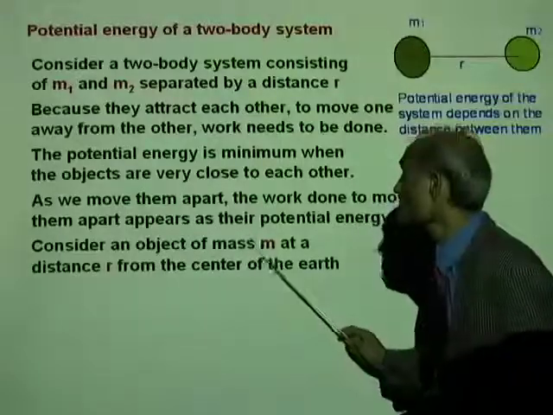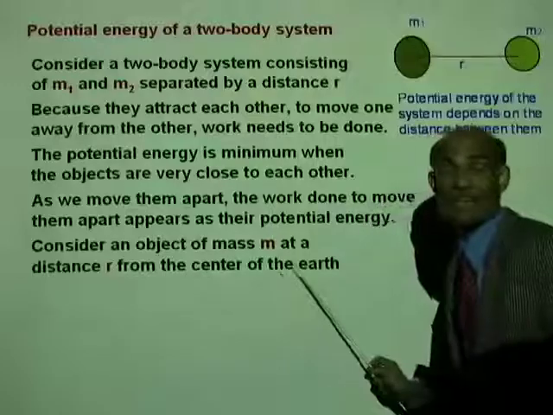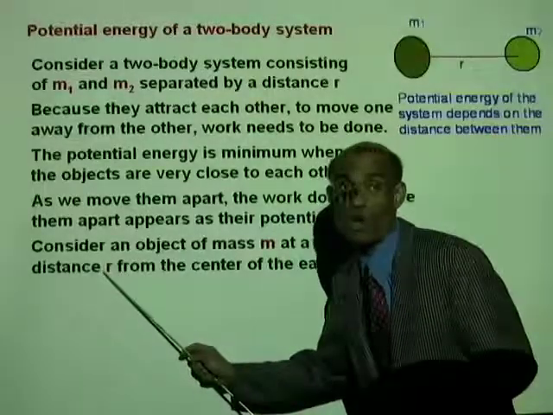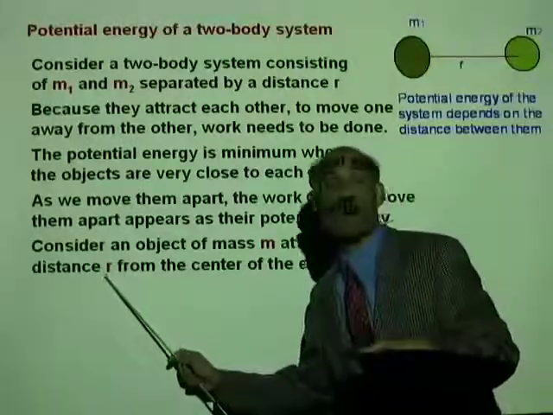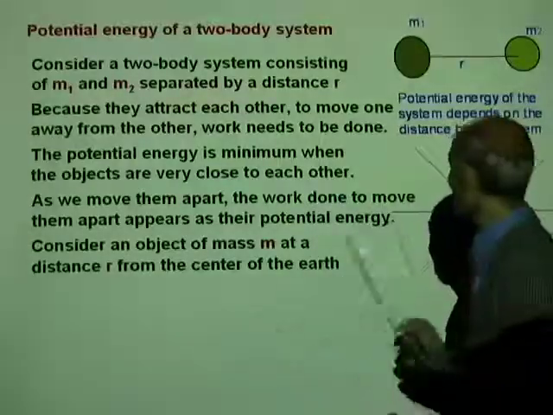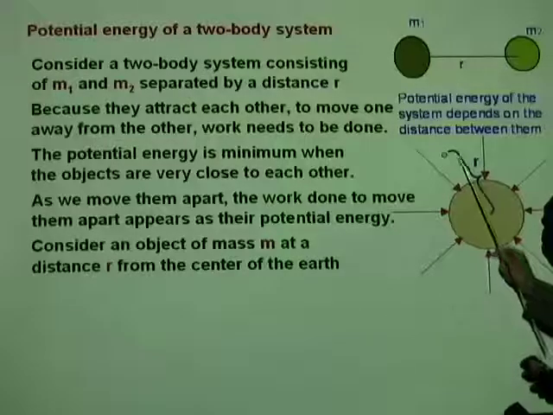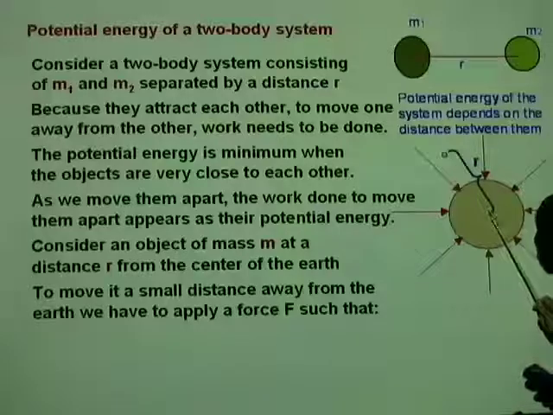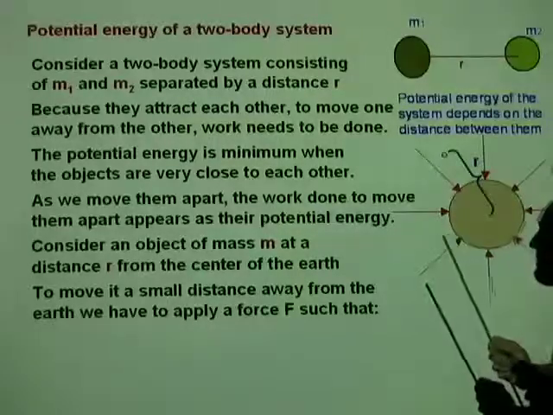Consider an object of mass m at a distance r from the center of the Earth. Now look at the distance r I have used, small r. It means it is at an altitude h, so that this r is RE plus h. Is that right? Now here is the Earth, and this is the object of mass m at a distance lowercase r from the center of the Earth.